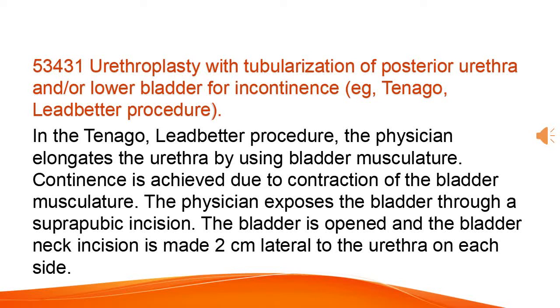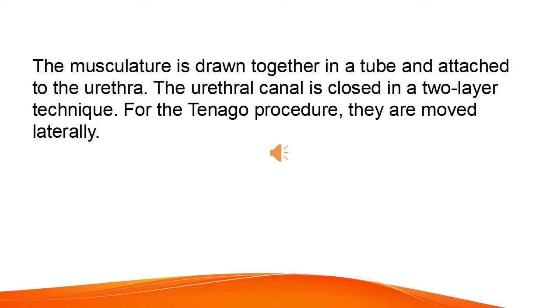The physician exposes the bladder through a suprapubic incision. The bladder is opened and the bladder neck incision is made 2 cm lateral to the urethra on each side. The musculature is drawn together in a tube and attached to the urethra. The urethral canal is closed in a 2-layer technique. For the Tenago procedure, they are moved laterally.